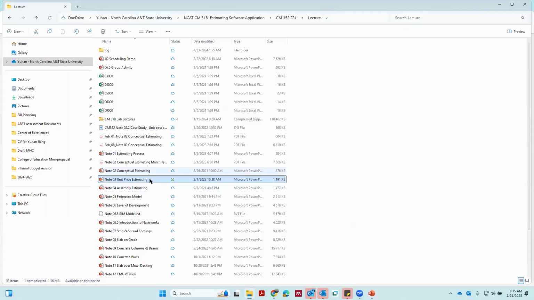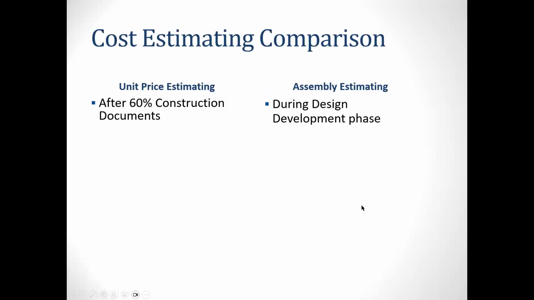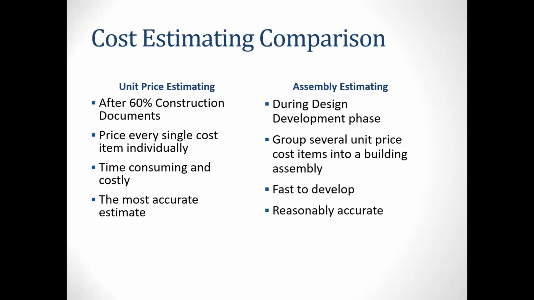So now we move into a review of assembly estimates. The assembly estimate is different from the unit price. For the unit price, you are almost done with your design documents, right? For example, like 100% CD. But assembly you can start as early as design development, right? We already learned what CD is and what DD is. The unit price comes from every single cost item individually, but assembly groups some items together. Unit price is very time consuming, but assembly is fast to develop because you already grouped some together. Unit price is detailed and more accurate, but assembly is reasonably accurate.